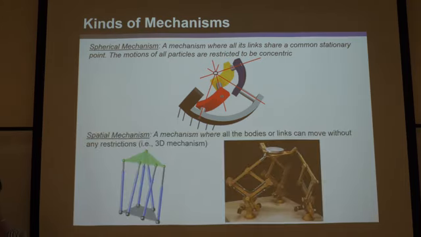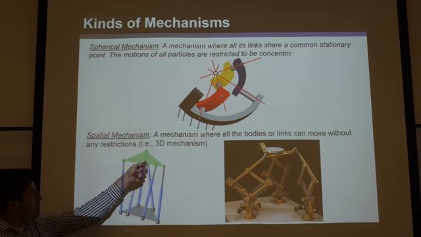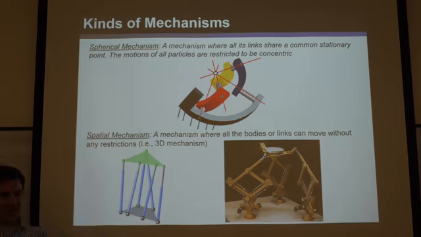Okay, so spatial mechanism. What is a spatial mechanism? Well, it's a mechanism where all the bodies or links can move without any restrictions. So it's basically anything that's not everything I just taught, for the most part. Spatial mechanisms are just three-dimensional mechanisms where, if you put marks with a Sharpie on the different bodies, as it moves, the path of them may not be restricted to planar paths. They can move in three dimensions, which is why they're called spatial mechanisms. And like I said, everything I'm going to teach in this course, you'll be able to analyze and design all of these types of mechanisms.